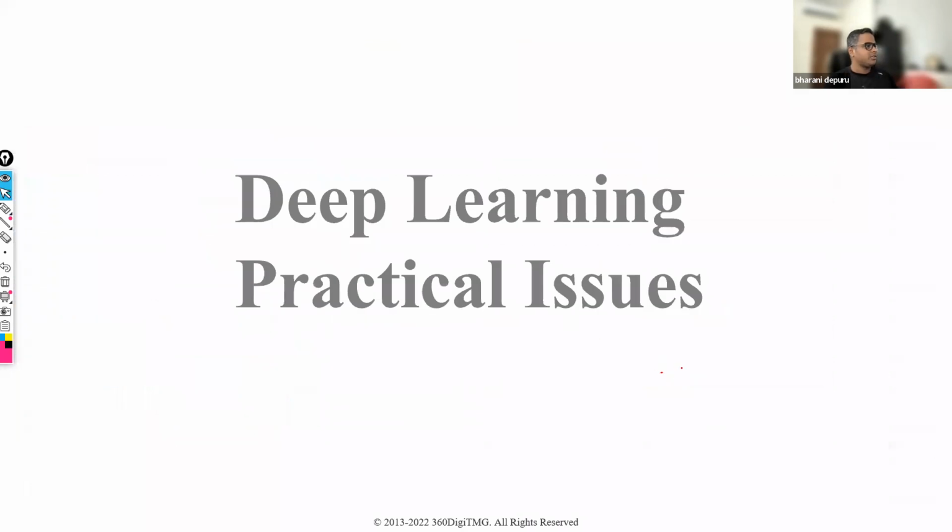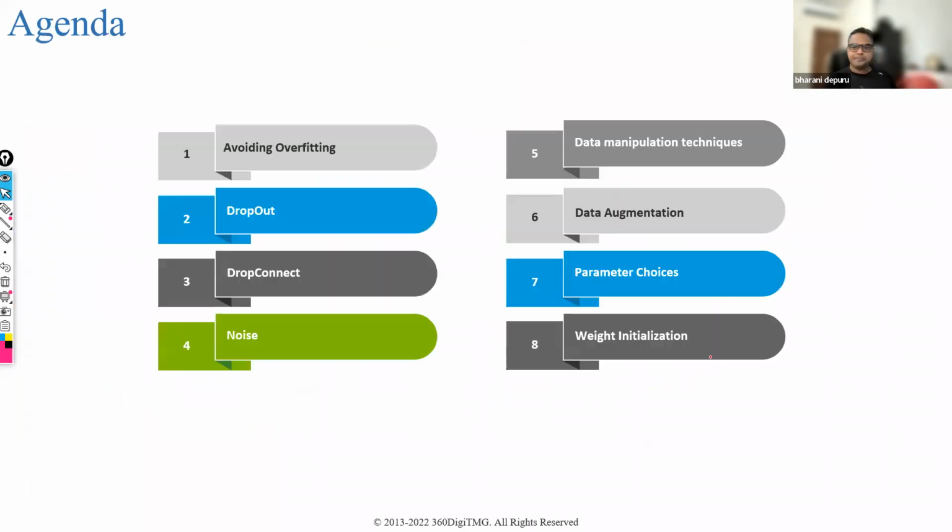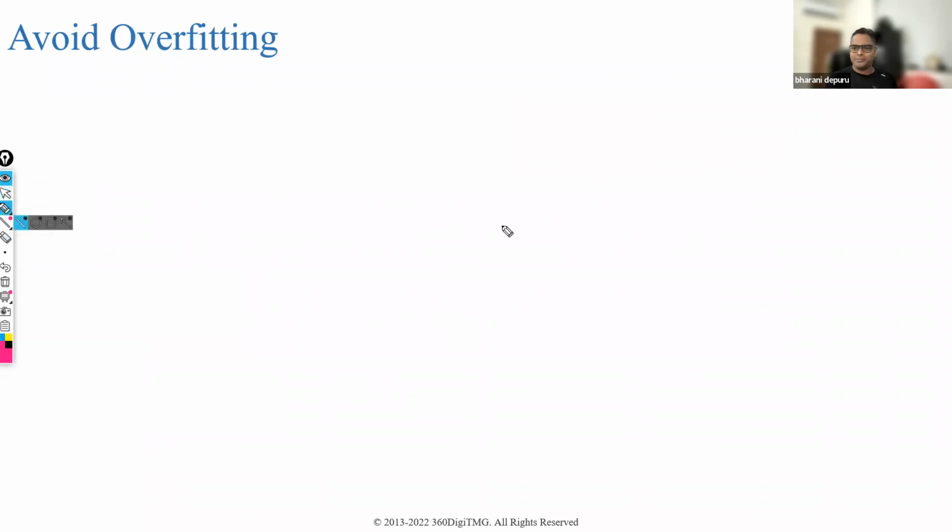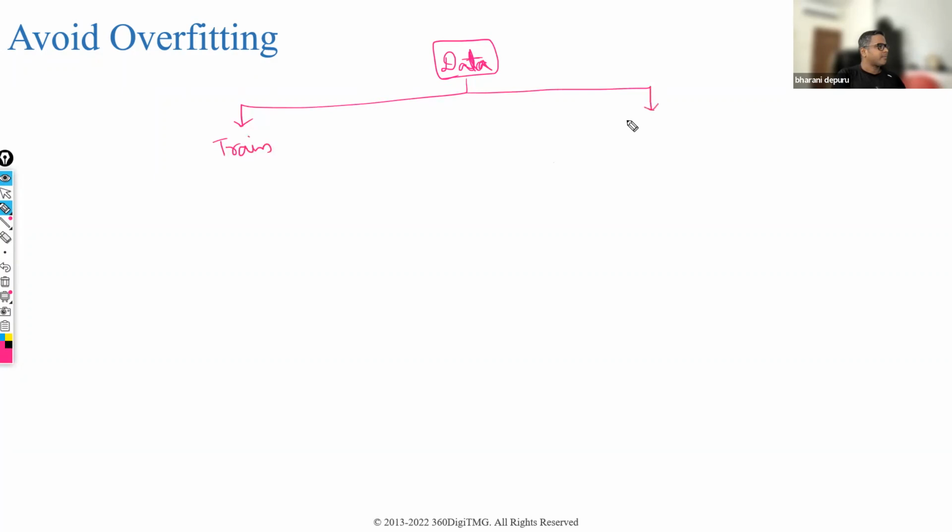So deep learning practical issues, let us understand this. We will talk about how to avoid overfitting, right? But what is overfitting in the first place? If you have data, historical data, and if you're splitting the data into training and test, of course, if you have a bunch of observations, you cannot say that I'm going to build my model on the entire data. Say you have 10,000 observations, right? You cannot say that I'm going to build my model on all the 10,000 observations.